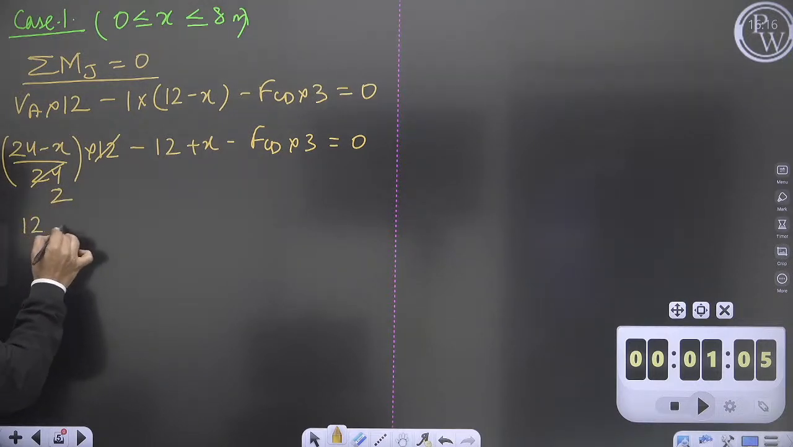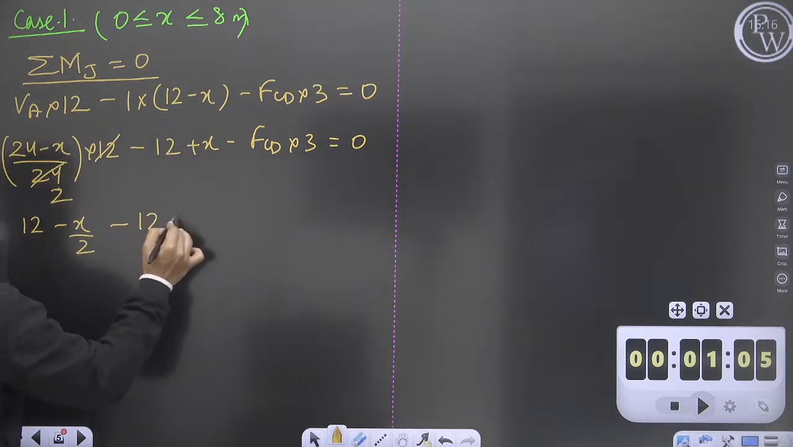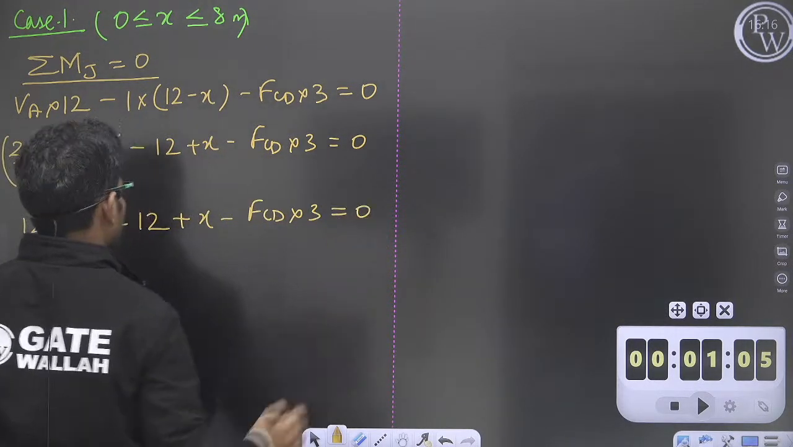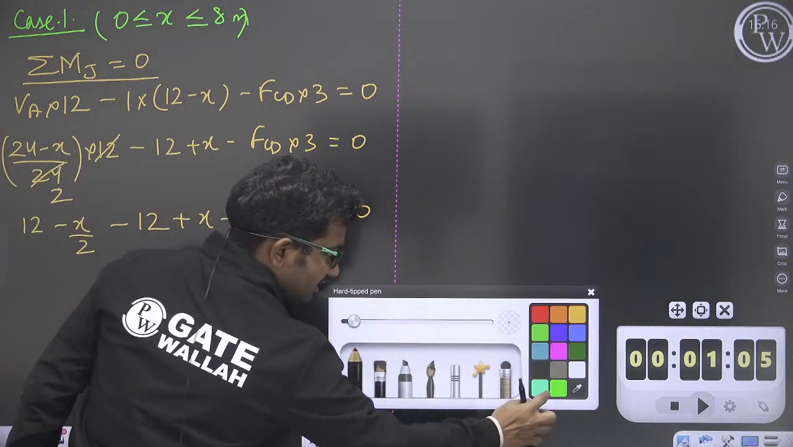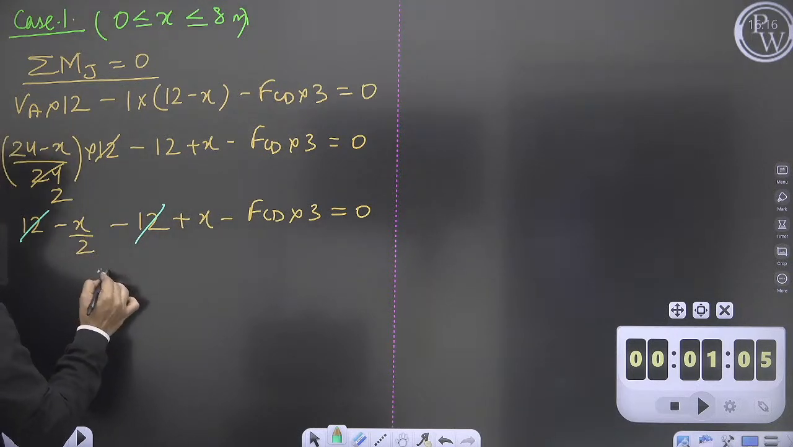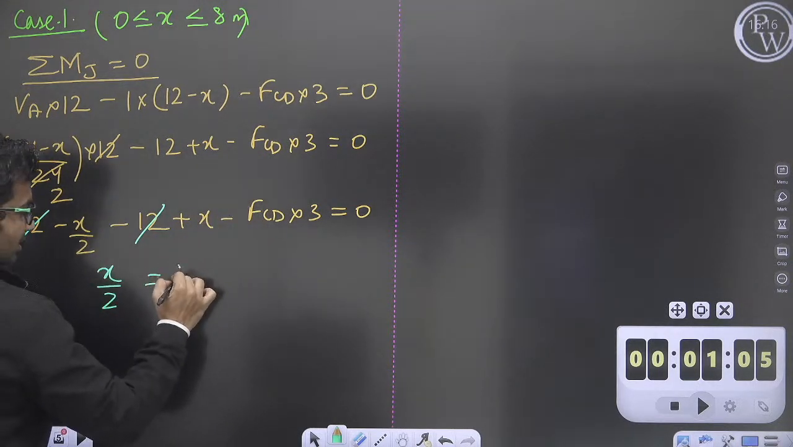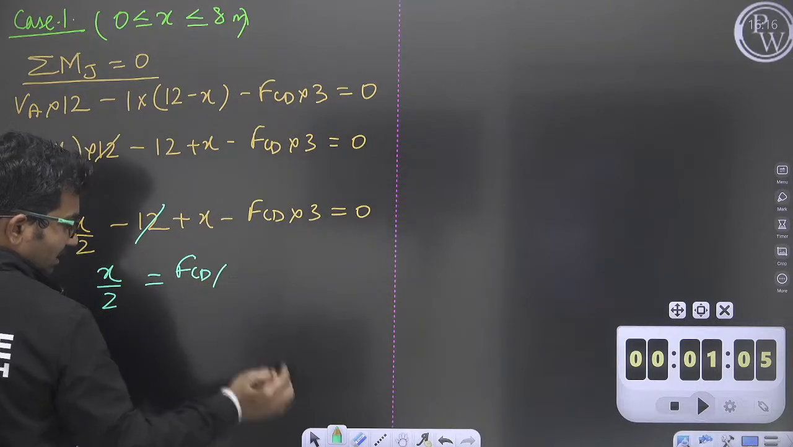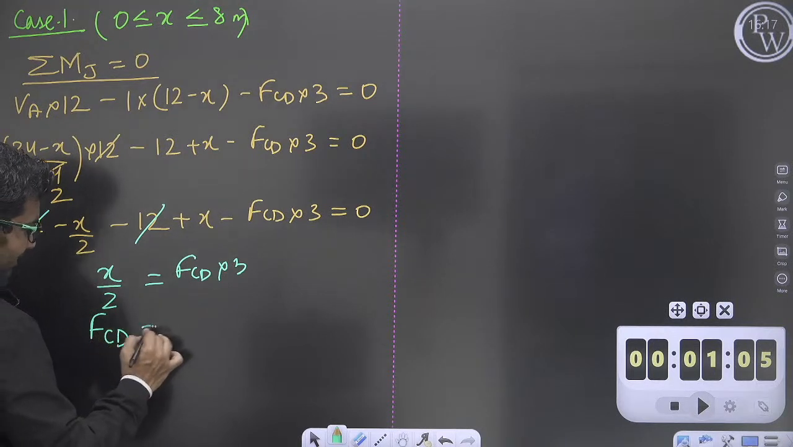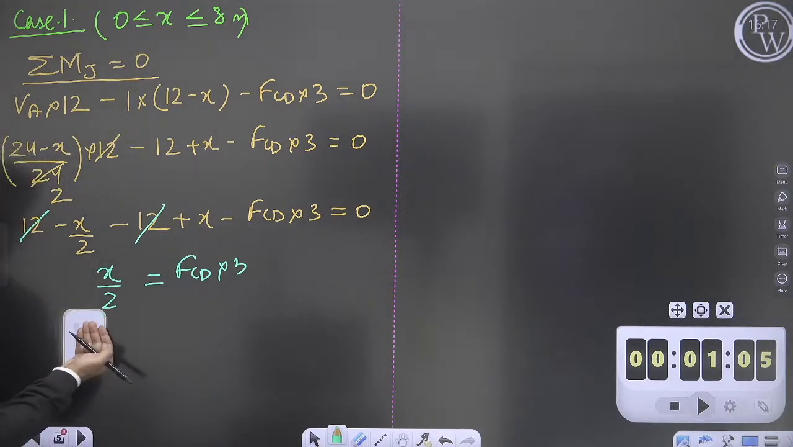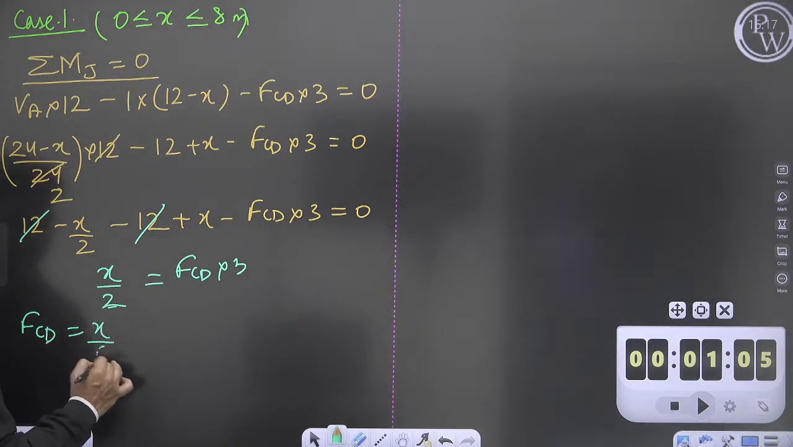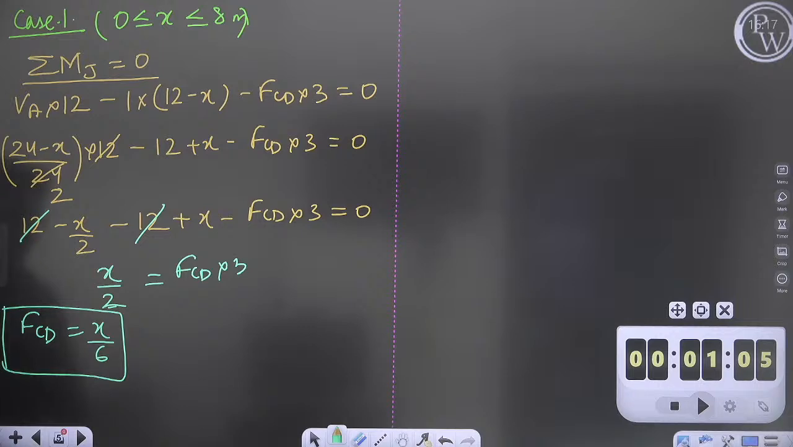Here we will get (12 minus x) by 2 minus 12 plus x minus FCD into 3 equal to 0. So here we will see 12 and 12 are getting cancelled out. x minus x by 2 will be x by 2. This will be equal to FCD into 3. So that means FCD will be coming out to be x by 6. FCD will be equal to x by 6. So this is the value of FCD.